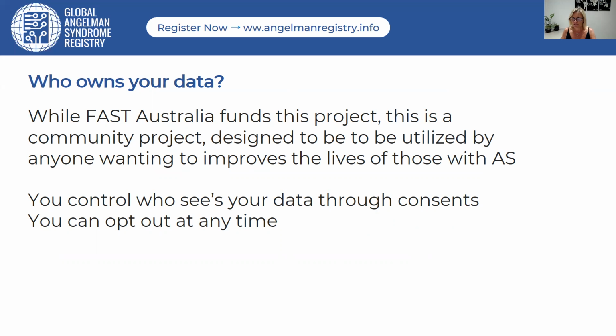So some things that you will see in the future are changes to the way you consent. So you control who gets to use your data through these consents. And soon we'll be having a video e-consent that you can get on and better understand what you've consented to online. And one of the most important ones there is you can opt out at any time and have your data removed.